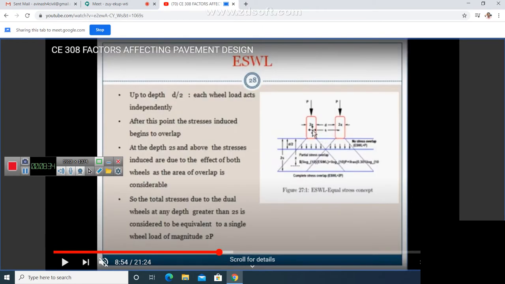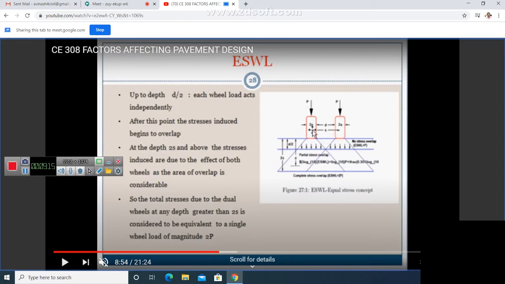Now let us observe this figure. Here you are having two tires. These two tires are spaced at a distance of d, and they have a center to center spacing of S. 2a is the diameter of this tire. Now when you consider the effect due to these tires, you can observe here that up to a depth of d by 2. I'll explain once more.